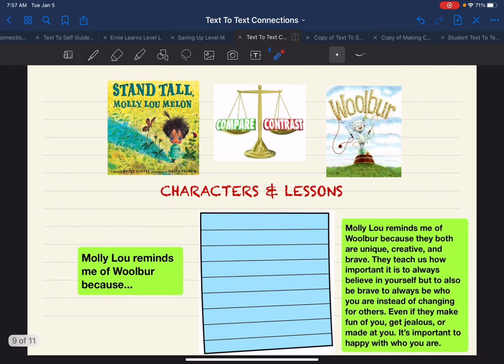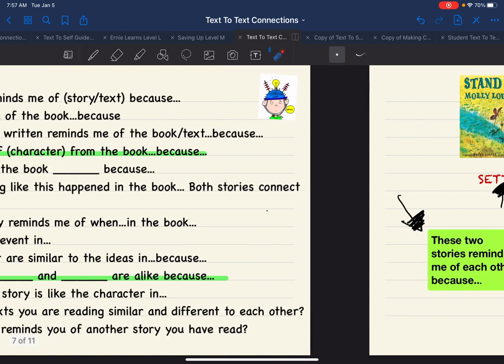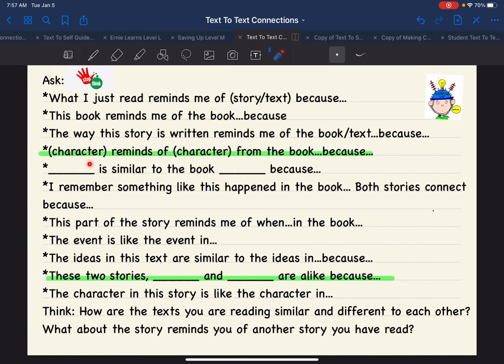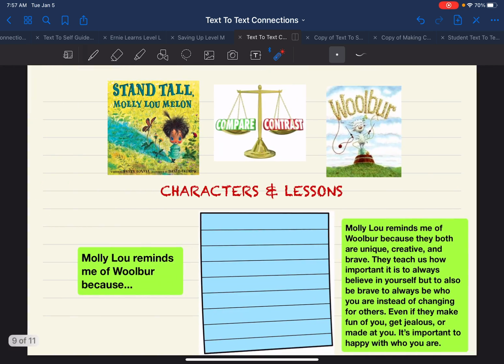So let's look at a second one. I am going to compare and contrast Stand Tall, Molly Lou Melon and Wilbur. The two things that I thought about when I was like, oh, that book reminds me of that book, are the characters and the lessons. The prompt that I used is, this character reminds me of this character from the books because. So the books I'm using are here. The response I started with, the prompt is, Molly Lou, character, reminds me of character, Wilbur, because.